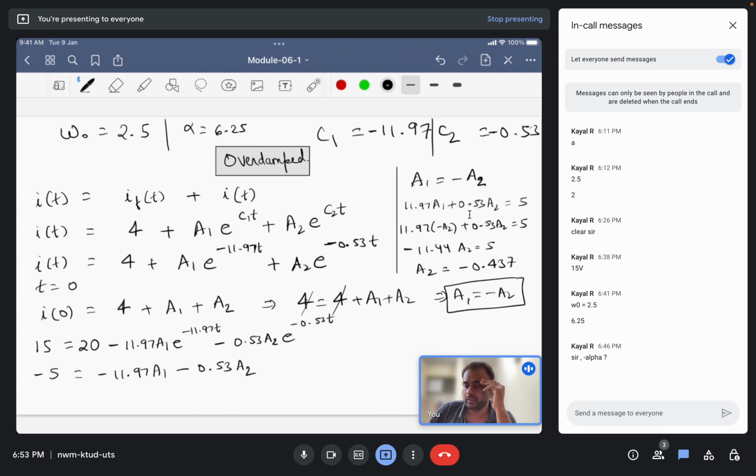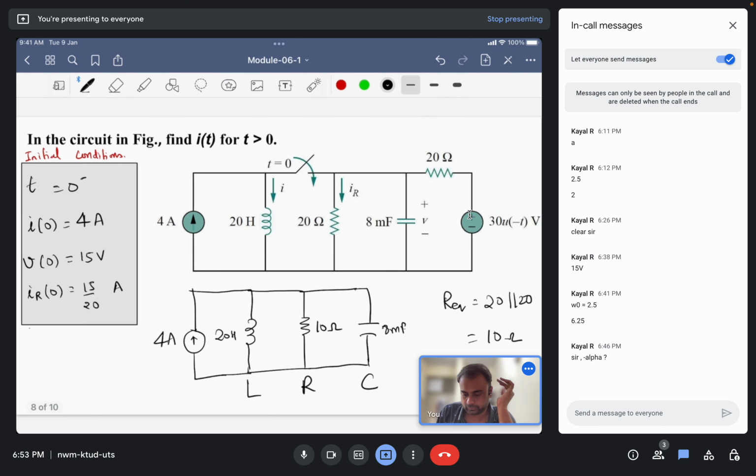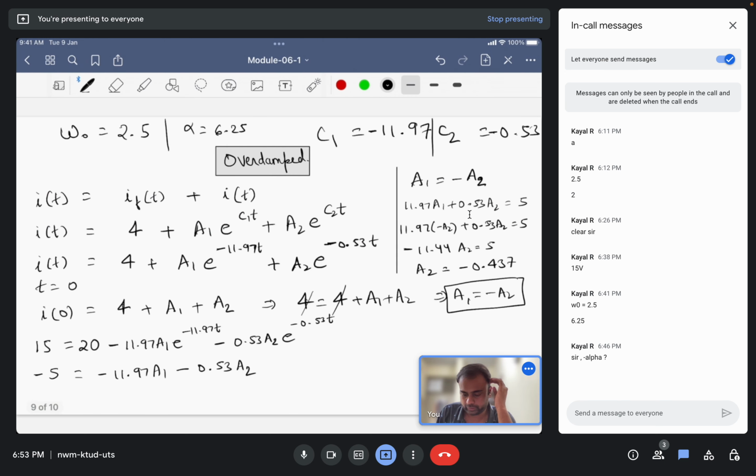So if you found any mistakes, please let me know. We already calculated the current and the voltage. Voltage was found to be 15. I hope it is correct. So let us write down A1 and A2.